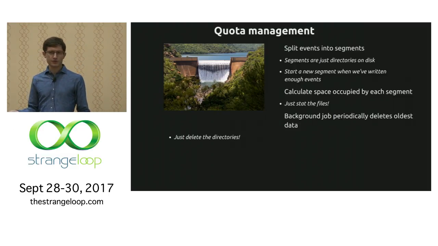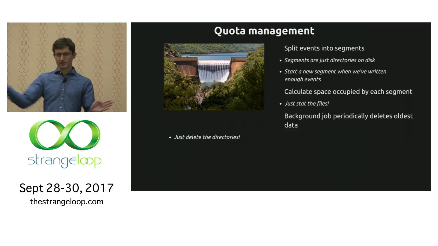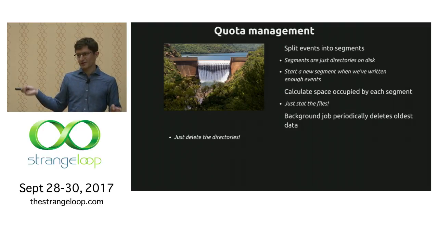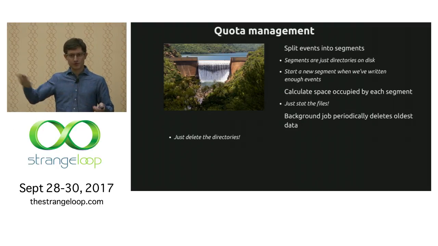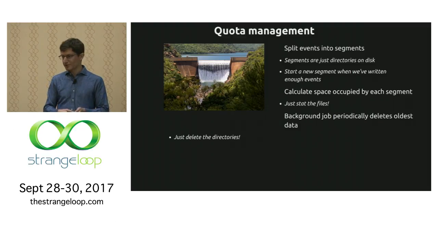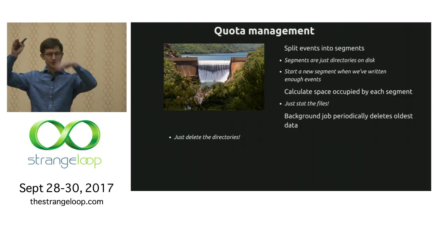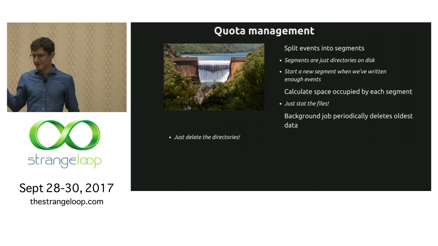Which means when we need to calculate how much space a customer is occupying, we can calculate how much space each segment occupies. Again, we can just ask the file system, hey, how much data is in this directory? How big is this file? And when we need to delete data, we can just say, hey, what segments are there? List the directories. Find the oldest one. They're numbered numerically, so we can just sort them. And just delete the directory containing the oldest data. We didn't need to do any kind of in-memory manipulation and worry about concurrency.